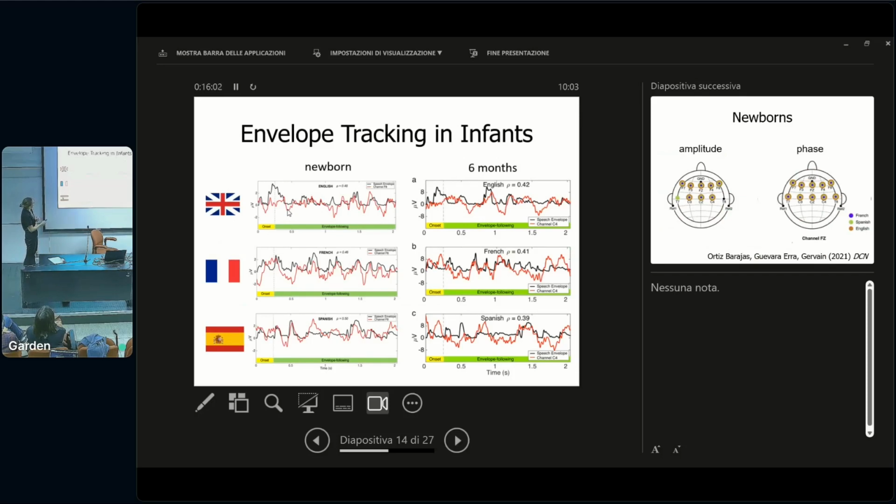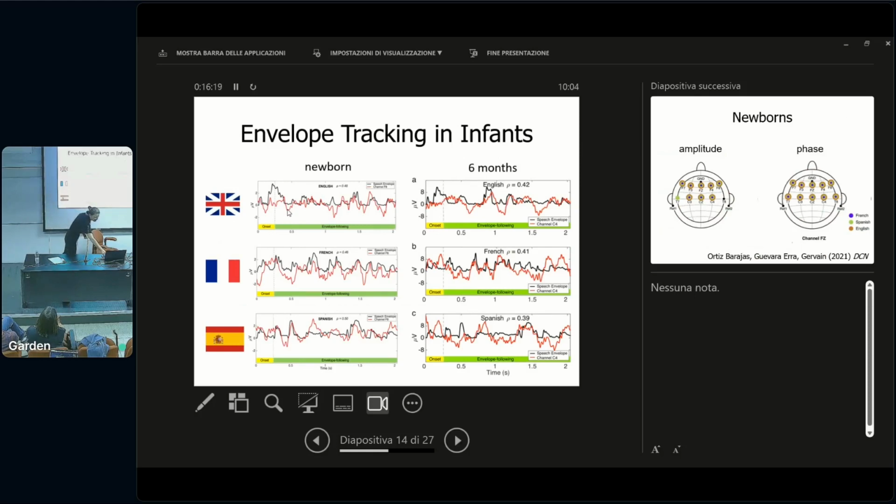The correlation coefficients are written here. They're around 0.345, which doesn't look like much, but even in adult studies of envelope tracking, you don't find better. Actually, there are intracranial recordings, and even those are not much stronger. So we were pretty happy with this.